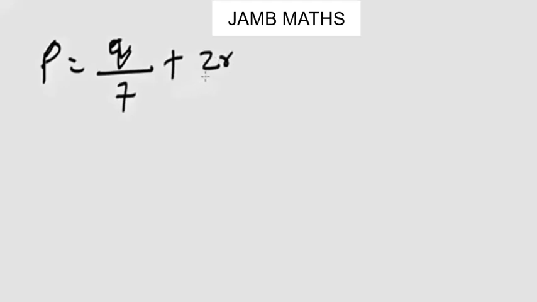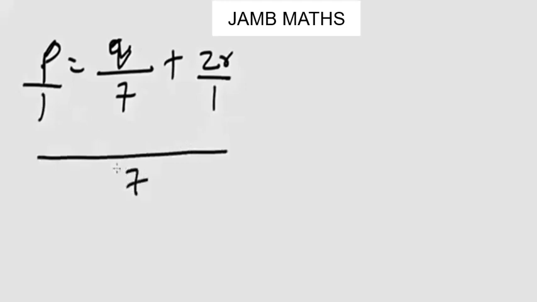Alright, so for this kind of question, I recommend that you make use of the LCM method so that you'll be on the safe side and not be confused. So you find the LCM of both sides. The LCM will give us 7. So 7 times P, we have 7P, equals Q plus 7 times 2, that's 14R.